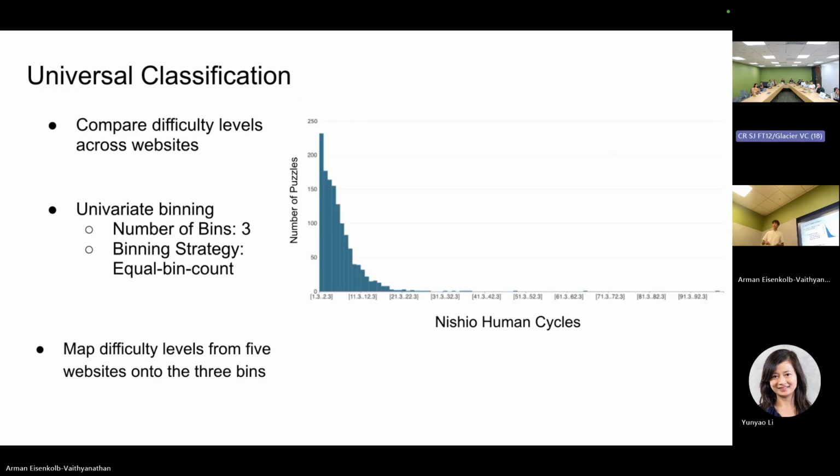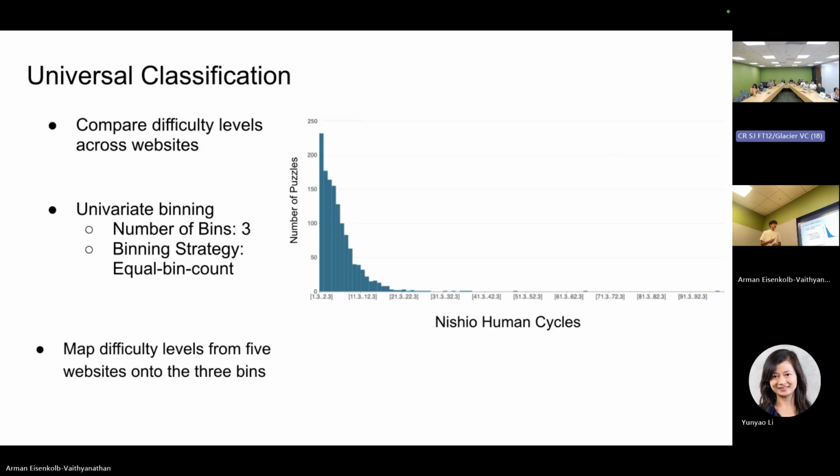Now that we've evaluated our metrics, we want to compare the difficulty levels across the websites. To do this, we can create a universal classification that is able to classify entire difficulty levels and individual puzzles. Now, this classification is built on Nishio human cycles, since as we saw, it's better correlated with the difficulty levels than clause length distribution is.